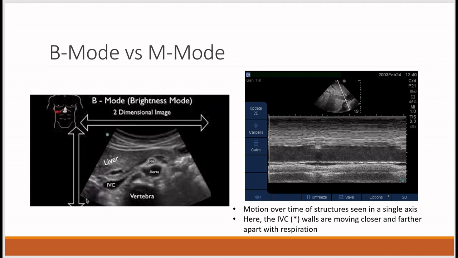On the ultrasound machine, there are two modes that are very important and widely used. First is the default mode, also known as the brightness mode, or B mode, which is just a two-dimensional image of the structure you're looking at. And another mode is the M mode, which stands for motion over time of structures seen in a single axis. As you can see from this line over here, that is what it's showing over here over time. Here, the IVC walls are moving closer and further apart with each breath.